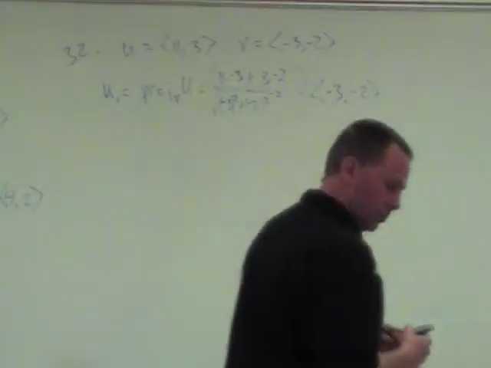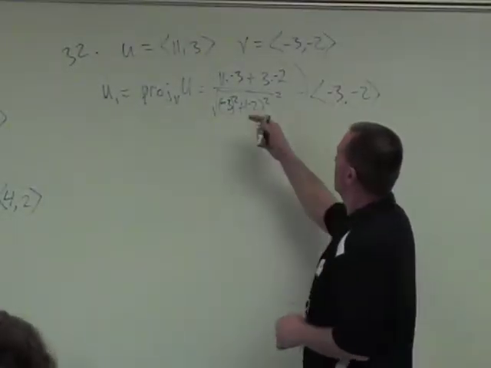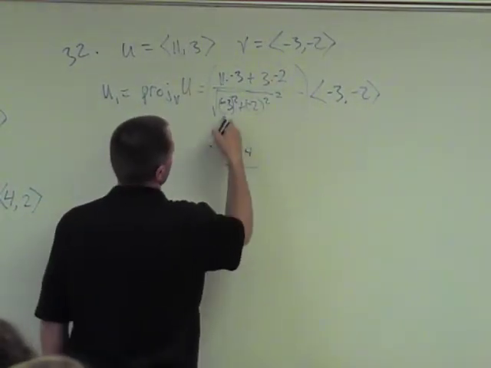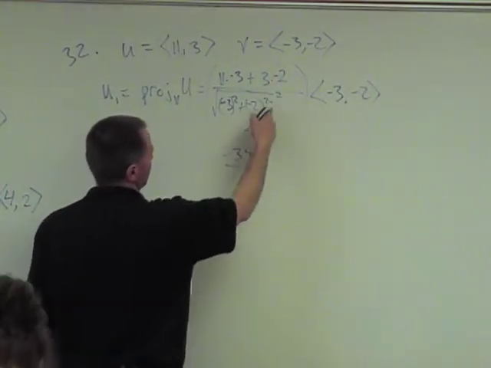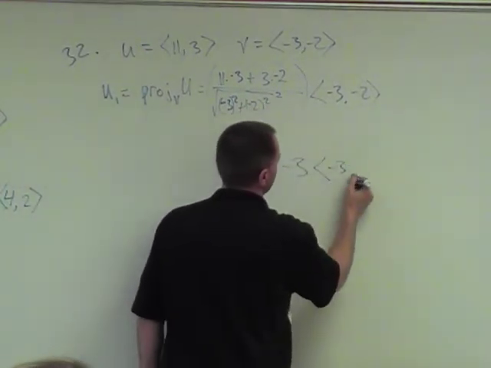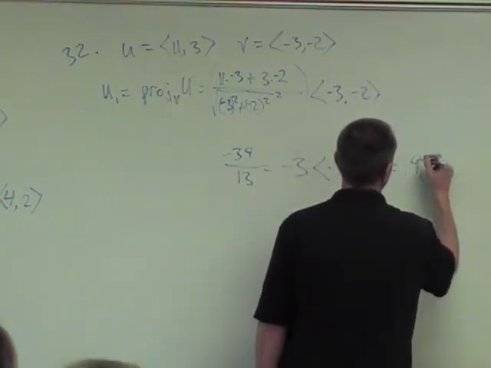Good. All right. That's the vector. I'll put it down here. All right, -33 and -6 is -39? No: the dot product gives -9 over magnitude squared, which is radical 13 squared, which is 13. That's -3 times the vector (-3, -2), which gives me (9, 6).